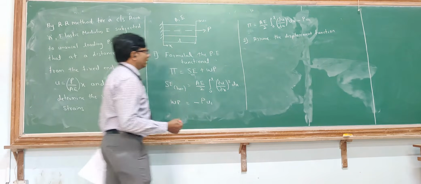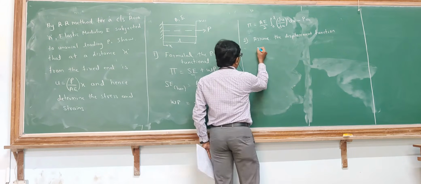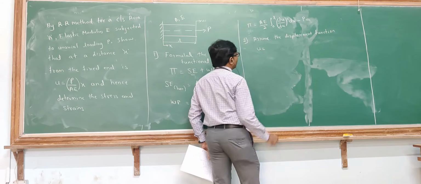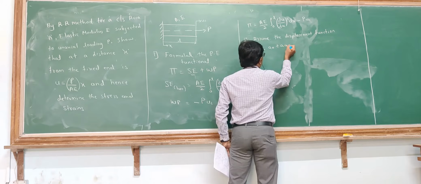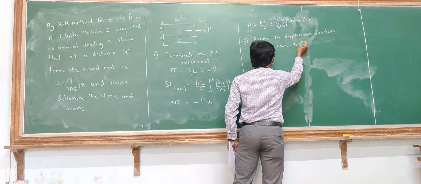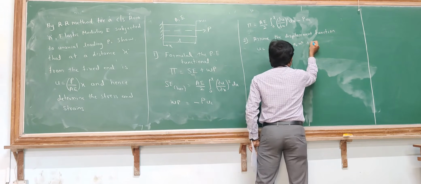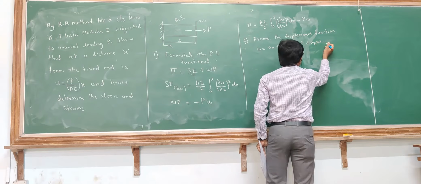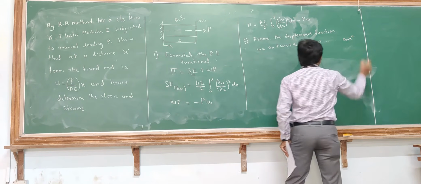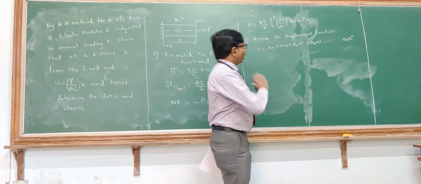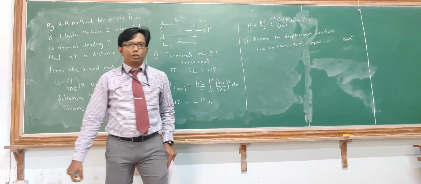See, basically the displacement function which we will be writing first starts with a constant a0 plus a1x plus a2x square plus a3x cube. Similarly it goes to an x raised to n. You can assume n number of terms in the displacement function.